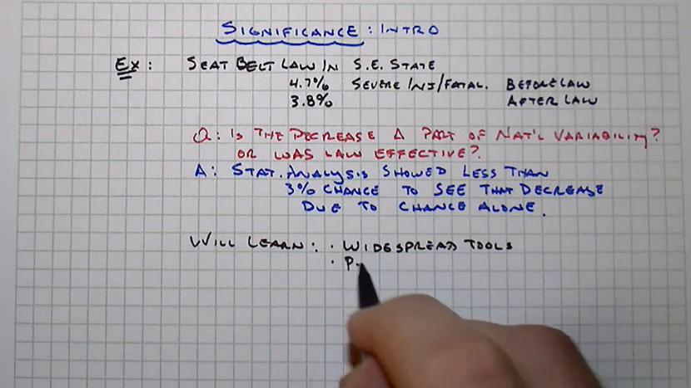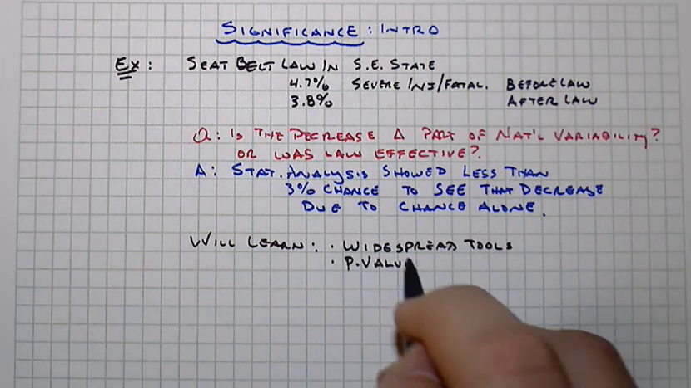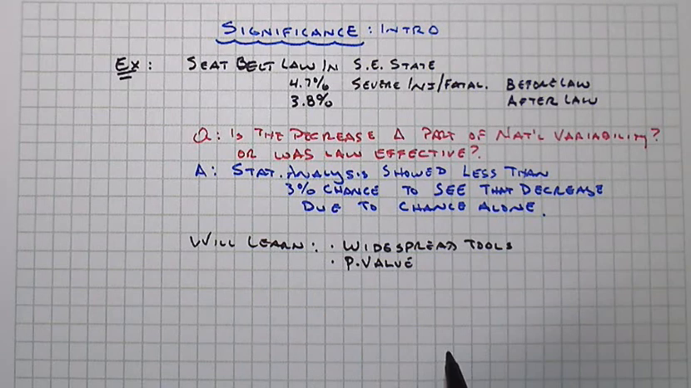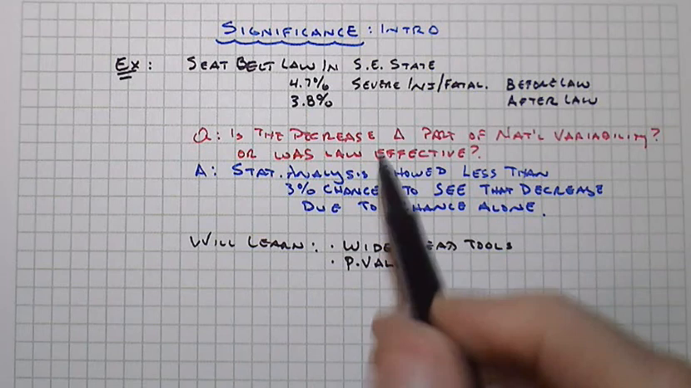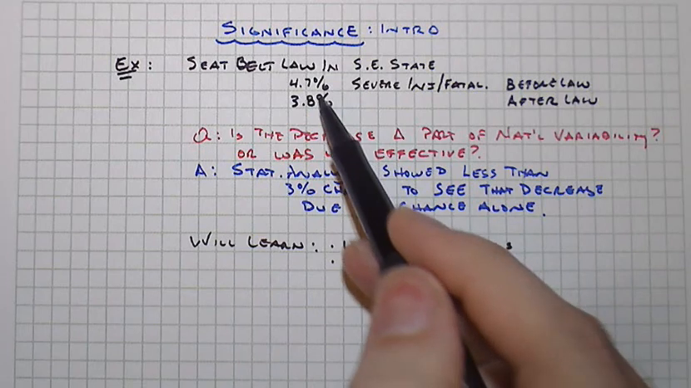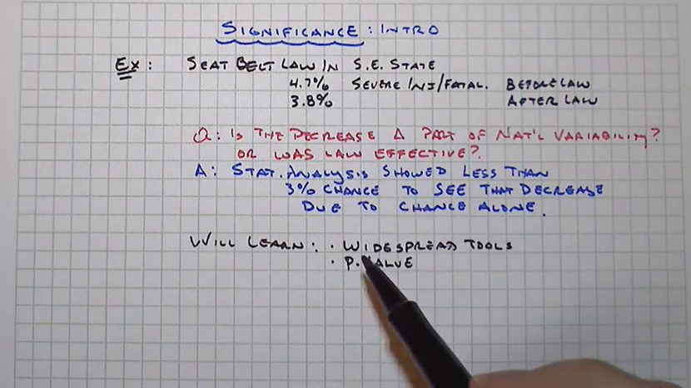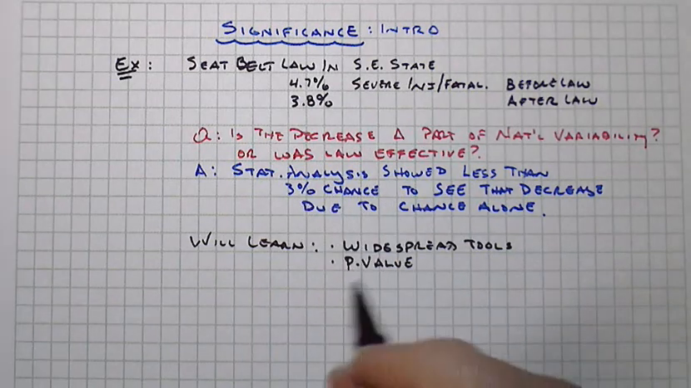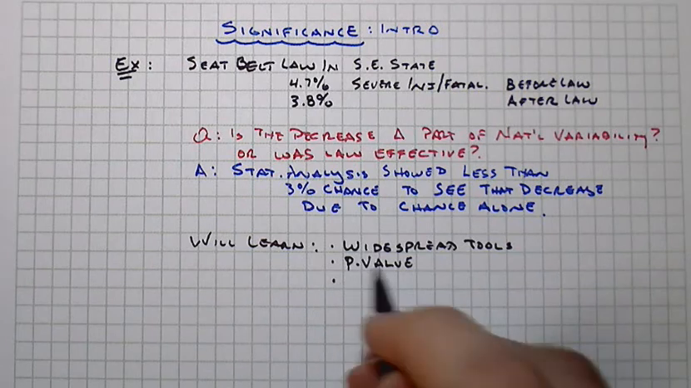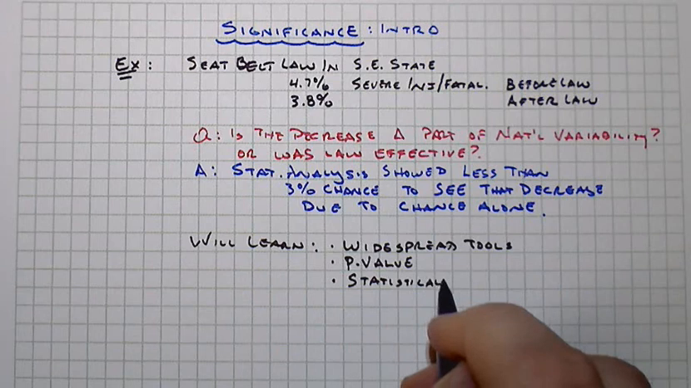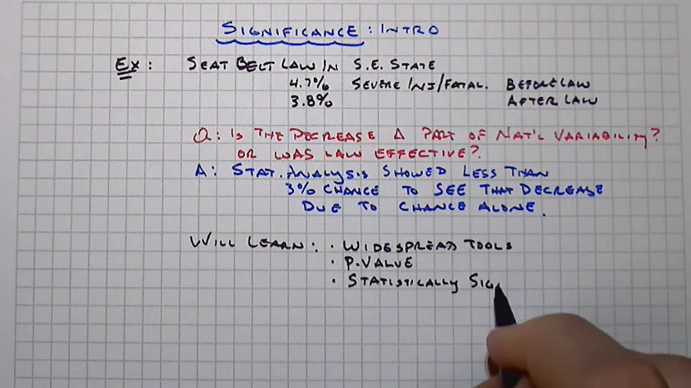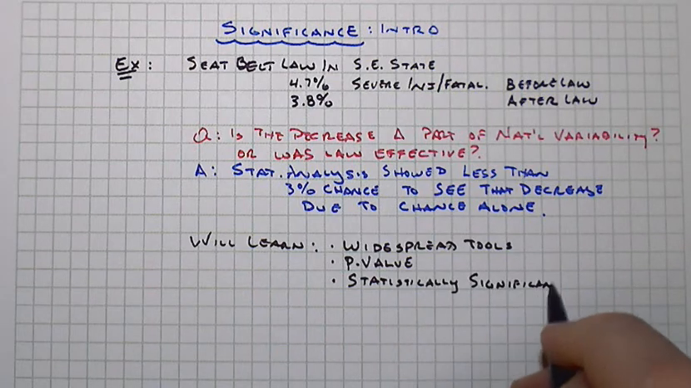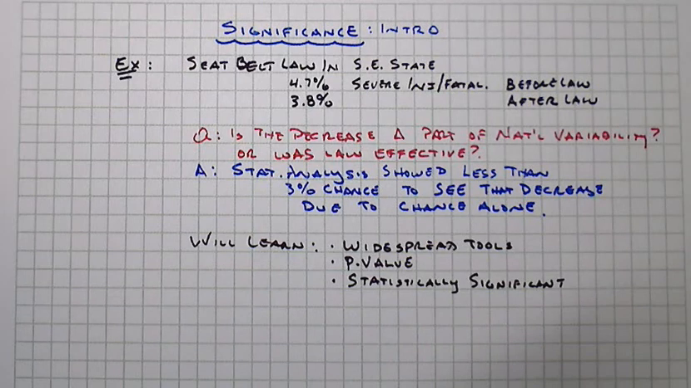And part of those tools you'll be hearing about is p-value. And one of the questions we're going to be asking is, well, how strong is the evidence that this decrease is significant, for instance? And where does this 3% figure into all that? And this notion of what statistical or statistically significant means and what it doesn't mean.